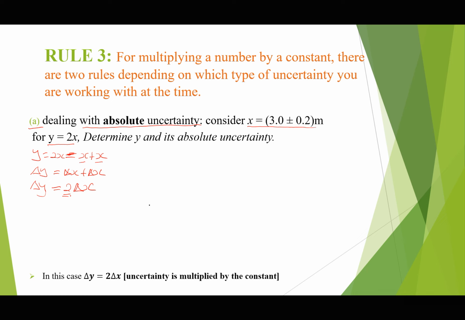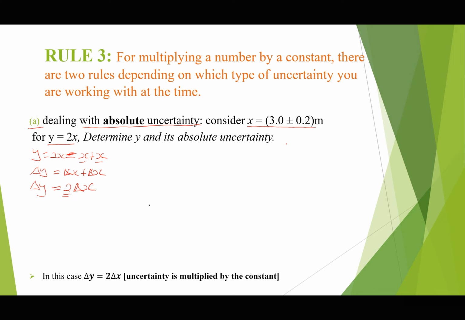So, if I am dealing with the absolute uncertainties, the rule is telling me I can multiply the constant by the absolute uncertainty. The rule is saying when you are multiplying a number by a constant, or if we are multiplying a constant by a given quantity, then we can always multiply that constant with the absolute uncertainty. Let's check.